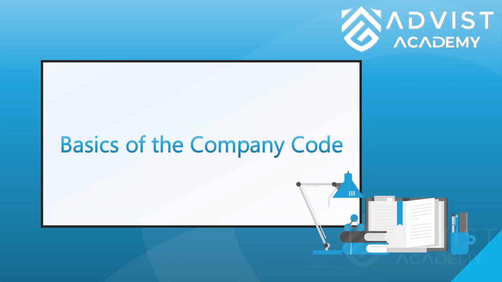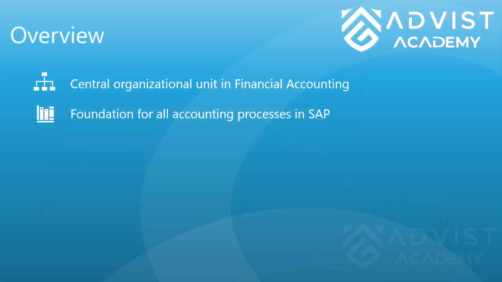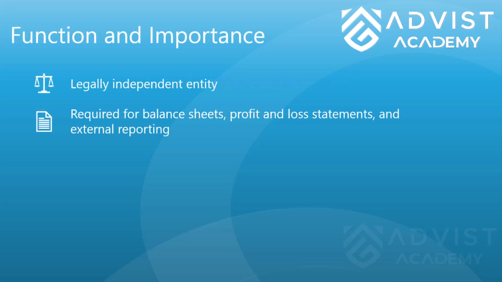In this video, we take a closer look at the fundamental functions of the company code in SAP. The company code is the central organizational unit in financial accounting and forms the basis for all accounting-related processes in the system. It represents a legally independent entity within a company.